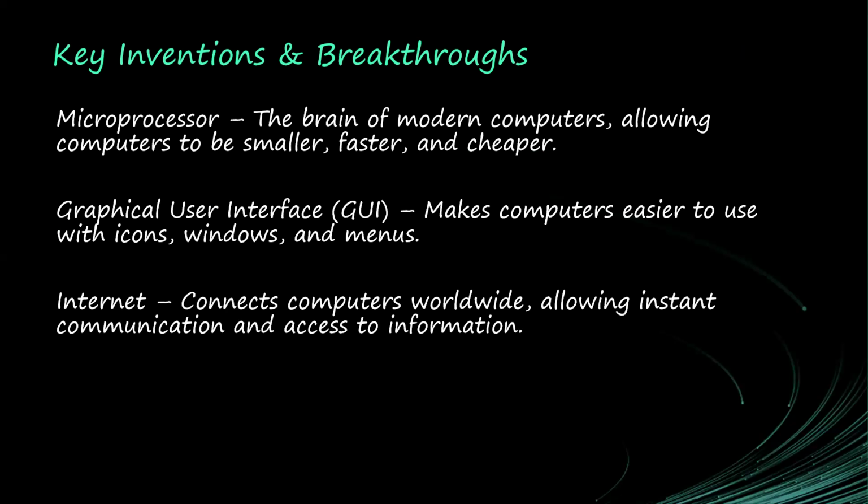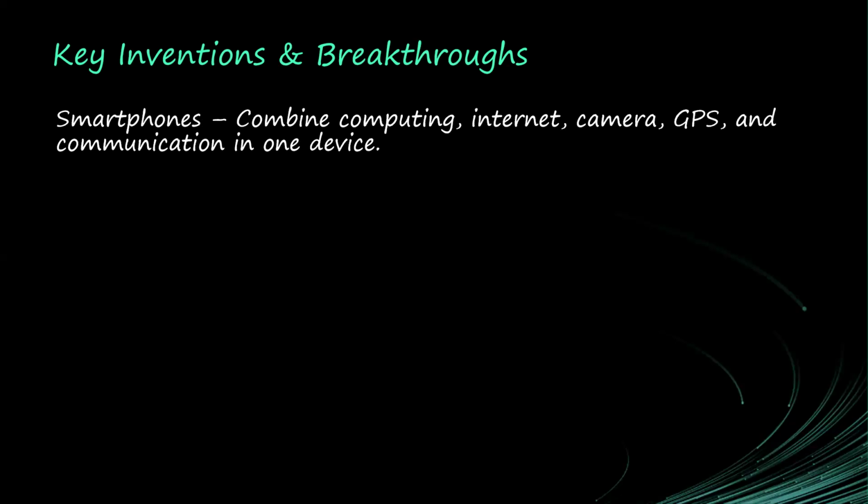Okay, so the internet came along. It connects computers worldwide, allowing instant communication and access to information. All right, so smartphones came. They combine computing, internet, camera, GPS, and communication in one device. So a smartphone is that device that has combined computing, internet, camera, GPS, and communication in one device. It is like a small computer that has many capabilities.